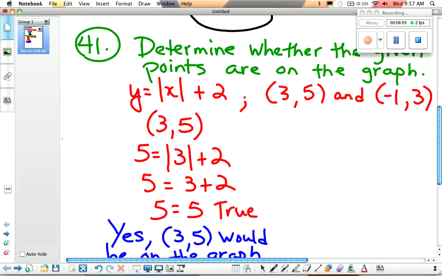So now we have to check out negative 1, 3. Determine if that one would also be on the graph or if it's not. And being on the graph does not mean it can be put on the coordinate plane. It means from that function, would it actually lie on the curve, line, whatever of the graph? Would it be in the table of the graph?